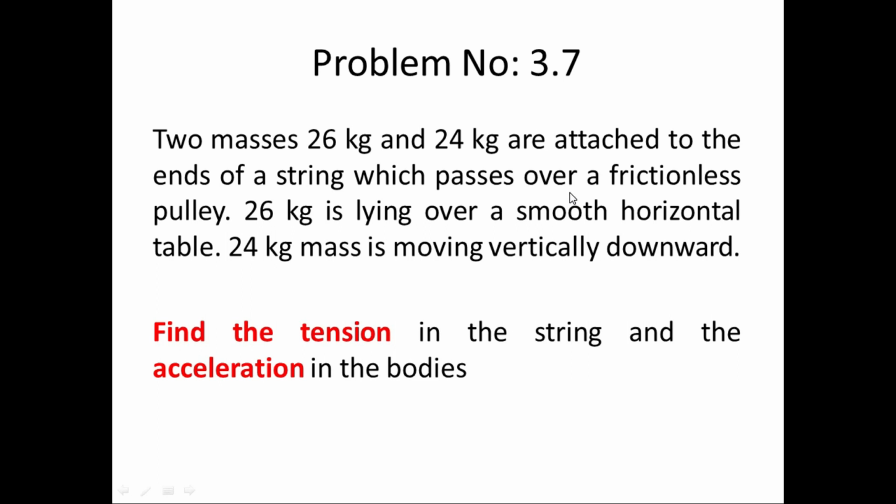Here's the problem statement of 3.7. The two masses, 26 kg and 24 kg, are attached to the end of a string which passes over a frictionless pulley. 26 kg is lying over a smooth horizontal table. 24 kg is the mass moving vertically downward, and we have to find the tension in the string and the acceleration in the bodies.